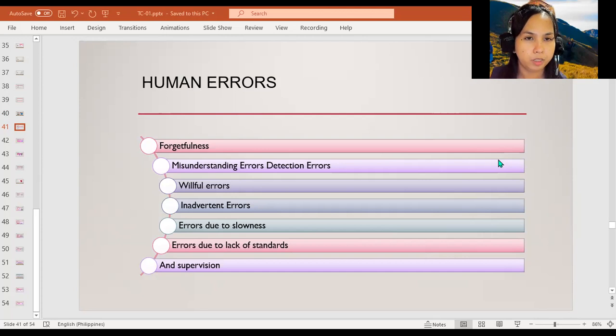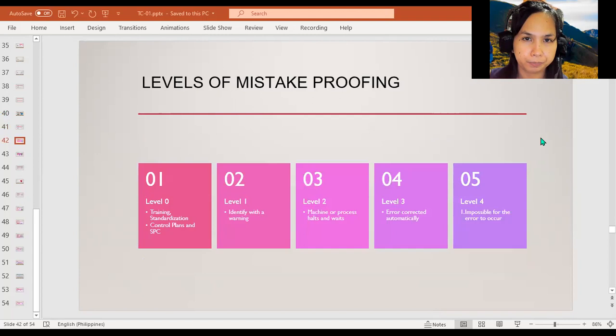And really, in order to combat these human errors, there are also different levels of mistake proofing that we can employ. Okay, let's go over here. First level, level 0, focuses on things such as training, standardization, and things such as control plans and SPC. And then we have level 1 error proofing, where we're able to identify the error with a warning such as an alarm or a light.